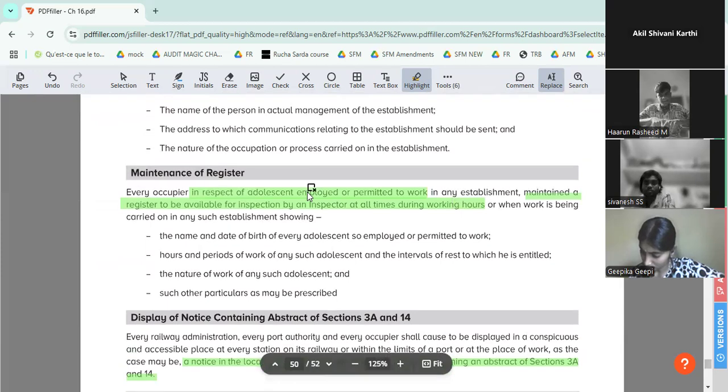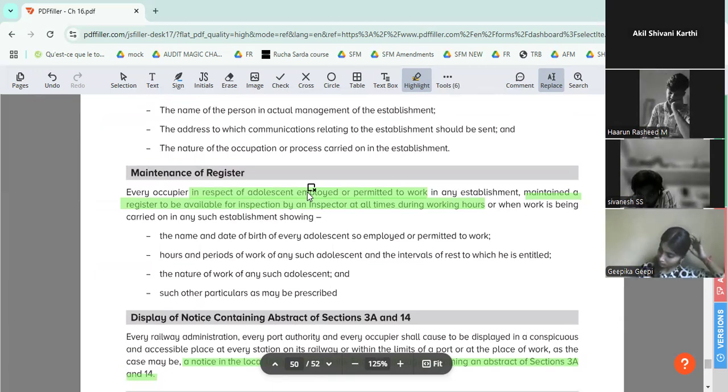Next thing is maintenance of register. Every occupier in respect of adolescent employed or permitted to work in the establishment should maintain a register which should be available for inspection by an inspector at all times during work hours or when work is being carried on in any such establishment. So a register maintain பண்ணணும் if you are employing adolescents, and the register வந்துட்டு should be open for inspection to the inspector.